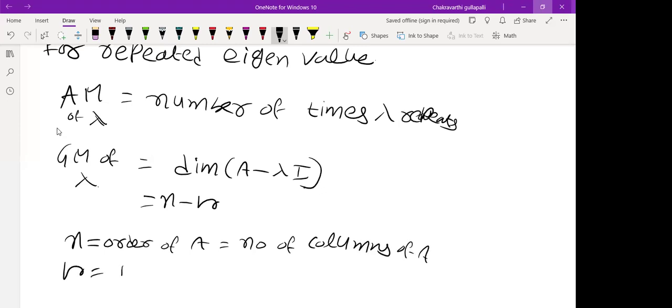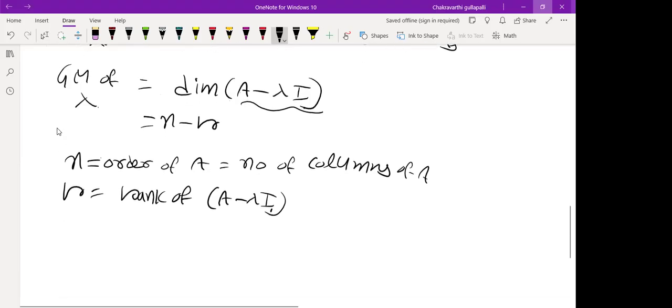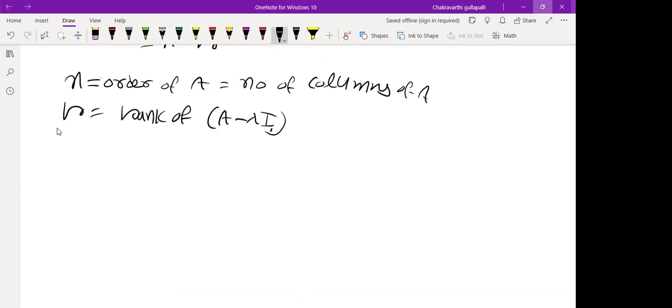R is not rank of A, it is rank of A minus lambda. Sometimes you may not be asked to find geometric multiplicity. Instead, you will be asked to find the dimension of the matrix. Dimension of the matrix is n minus r. For whatever matrix is given, take the number of columns and find the rank. How to find rank? Reduce it to echelon form, not rank of A minus lambda. So how to find out GM?